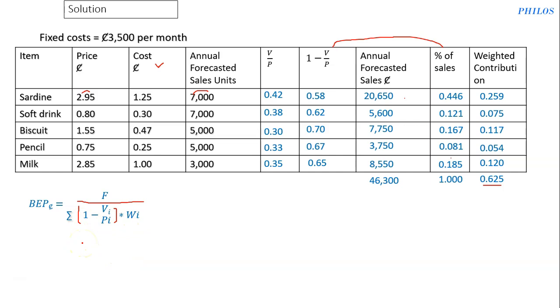So let's do the substitution. Now F is 3,500 times 12, isn't it? Divided by the whole of the denominator here, which is what we've gotten as 0.625. Okay. So we substitute it there. So 3,500, this is a mistake. Cancel one of these zeros. So 3,500 times 12 will give you 42,000. And when you take 42,000 divided by 0.625, you will get 67,200 cedis. So this is the break-even point in monetary terms for these multi-products.